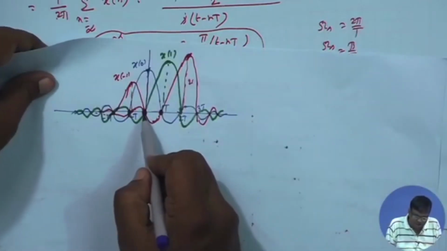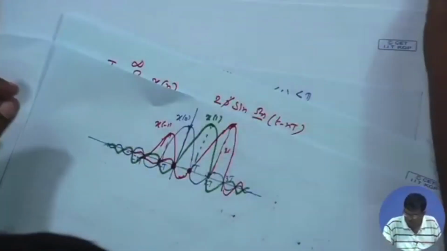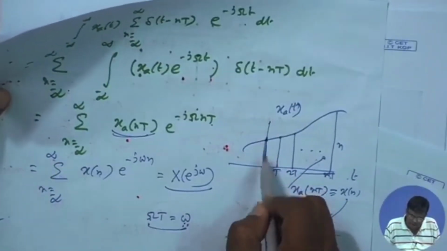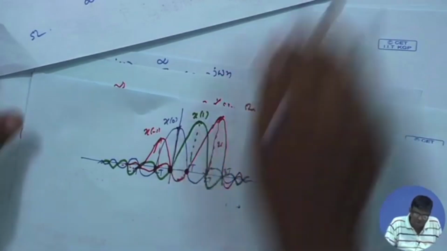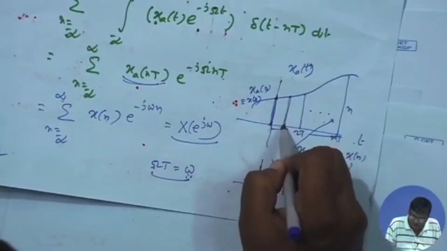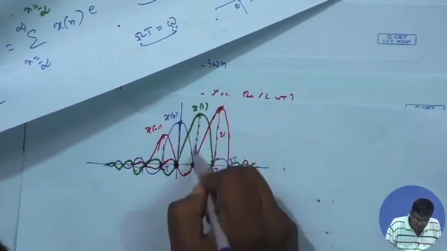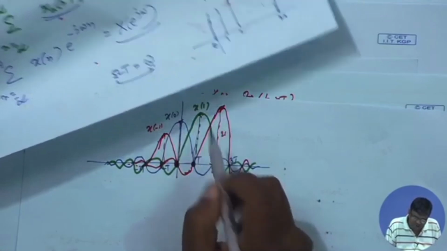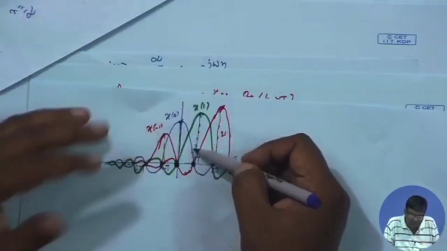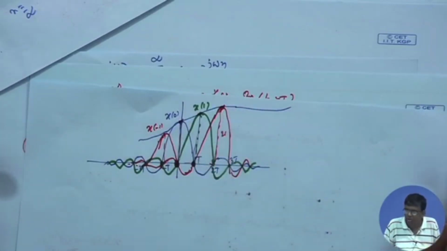Function I know at n equal to 0, the resulting analog function has sample how much? Just a minute. At n equal to 0, analog function has value x a 0, which is same as x 0. Then at t, you have x a t, which is same as x 1. So, x a 0 coming up, x a t coming up, x a 2t coming up, and at intermediate points they all get added because they are overlapping, and the envelope gets formed. This is the meaning of that summation.